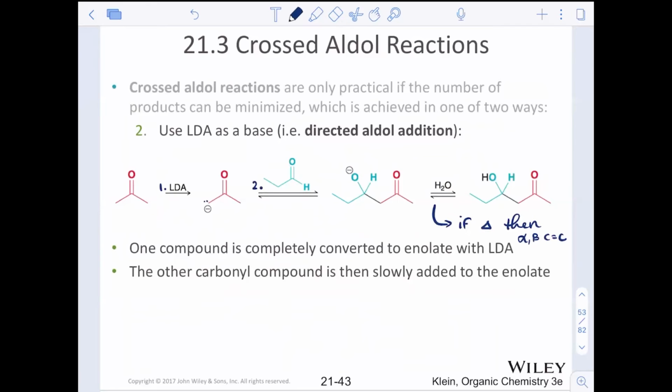So one carbonyl is completely converted to enolate with LDA. That is the irreversible enolate formation. And then the other carbonyl compound is slowly added in, just sprinkled in like sprinkles on top.